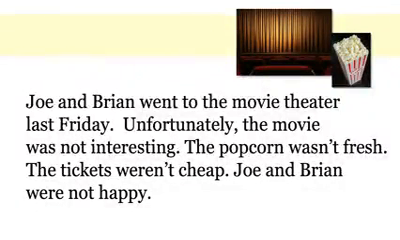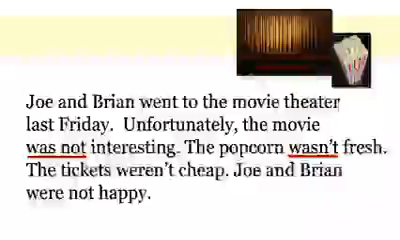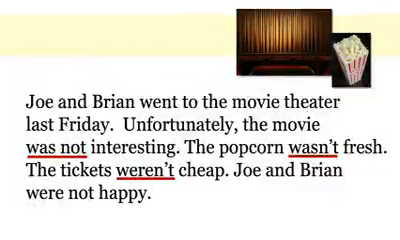Look for the negative forms of the be verb here. Here we have was not, and here wasn't. Here is weren't, and here is were not. These are the ways we form the negative of be in the simple past.